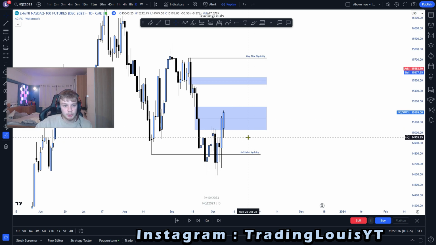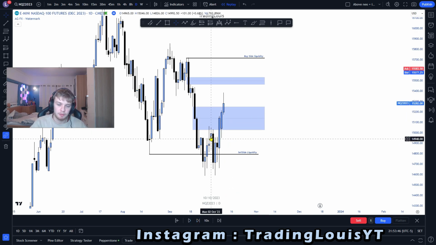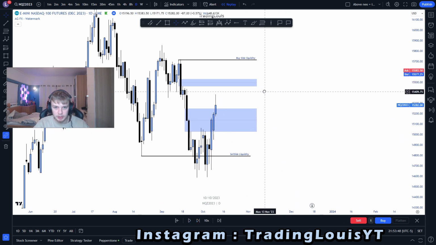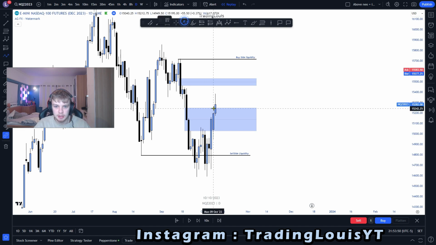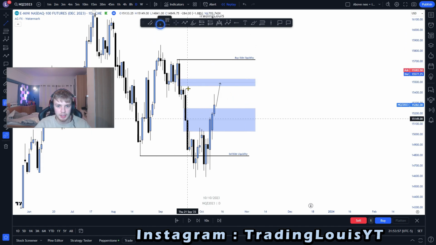So after sell side liquidity has been taken, we have these bearish fair value gaps right here. So all I'm thinking to myself is, if these bearish fair value gaps get violated, what are we most likely going to do? We're at least going to come and test this fair value gap right here. So that would be my next draw on liquidity.